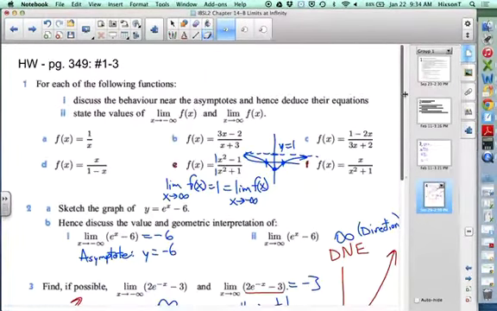The ones up here on number 1 were pretty straightforward, although we did look at the graph for this one here for E. So it's kind of an interesting one. There were no vertical asymptotes because x squared plus 1 is never going to equal 0 as long as you're using real numbers. So there were no vertical asymptotes, but there was a horizontal asymptote at 1.